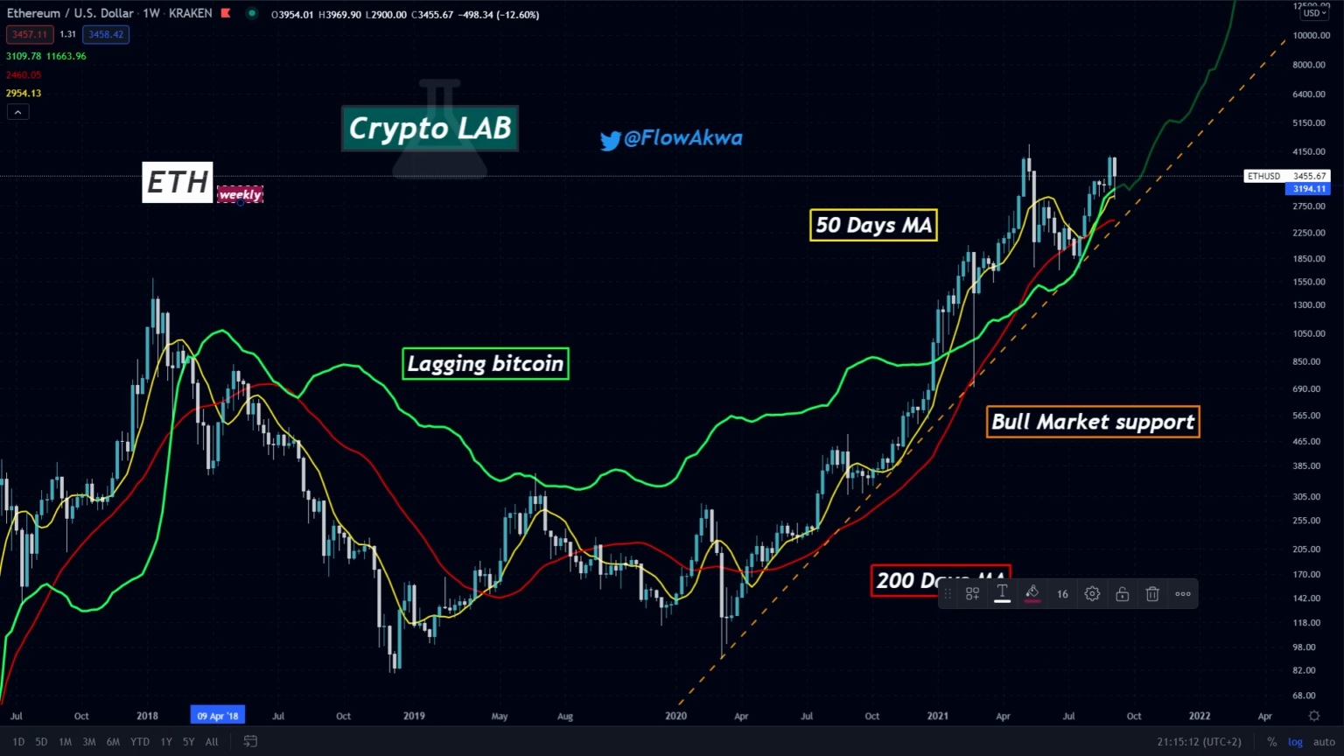Today we are going to review Ethereum. There is a lot of strength in this chart and I wanted to share it with you. So without further ado, let's get started.